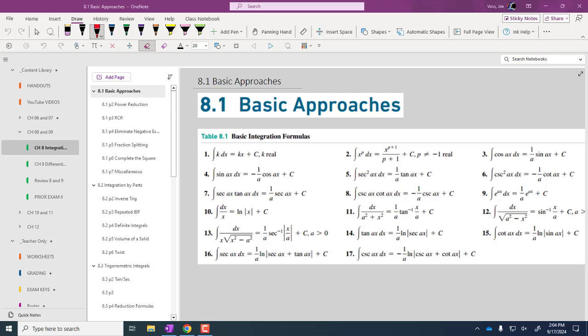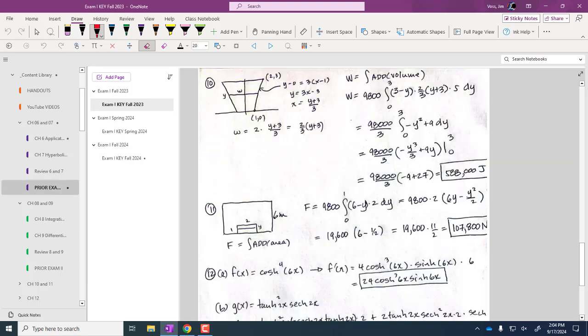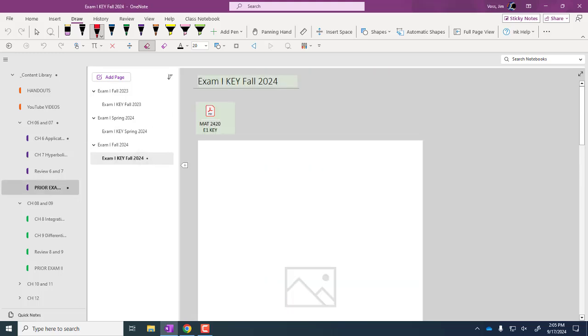If you go to chapter 6, the unit 1 stuff, chapter 6, chapter 7, the first exam is right there, and the answer key is right here.